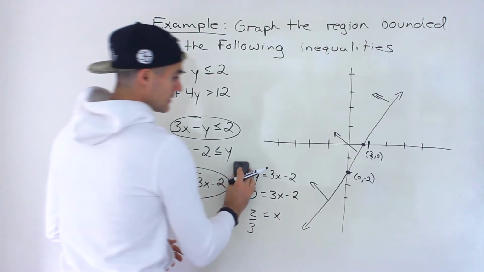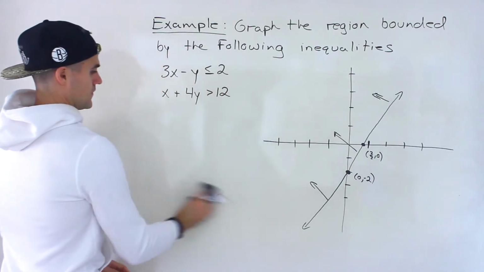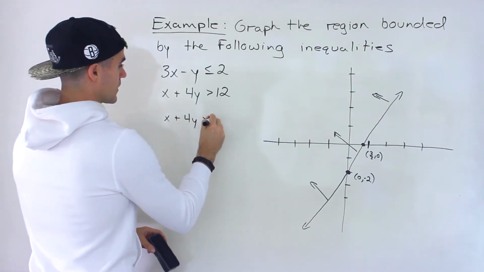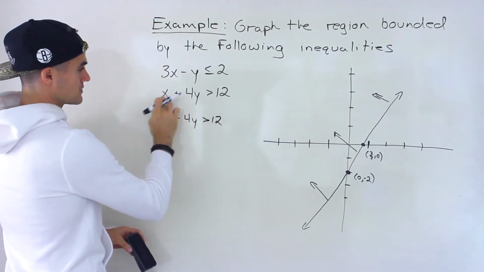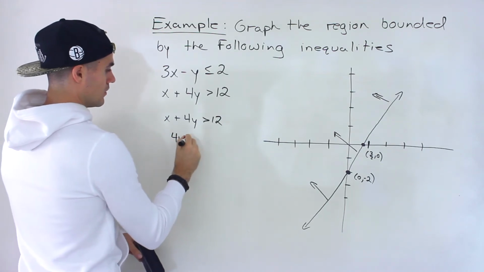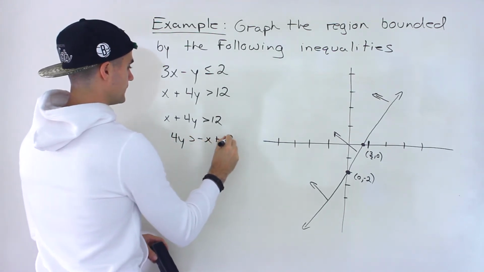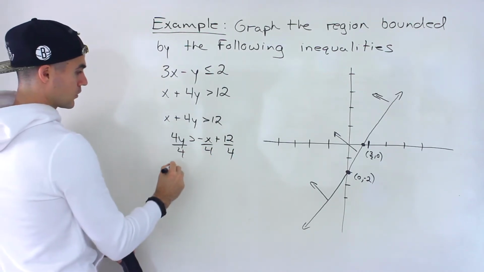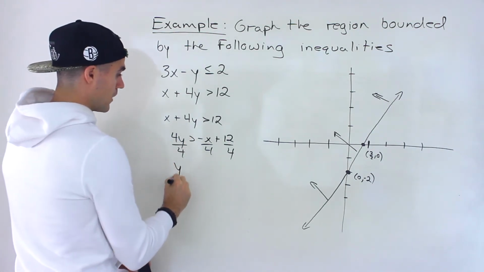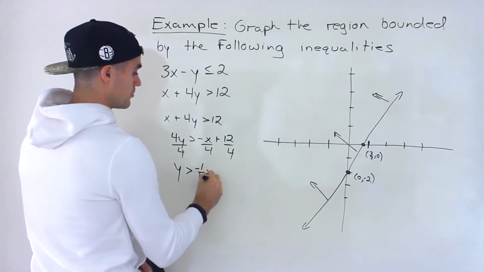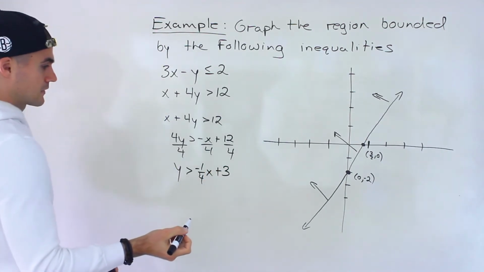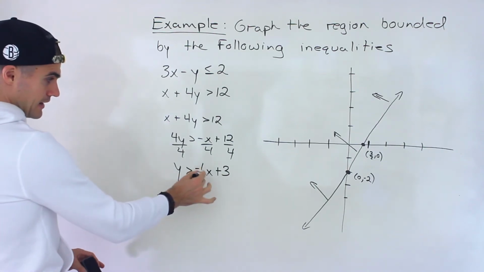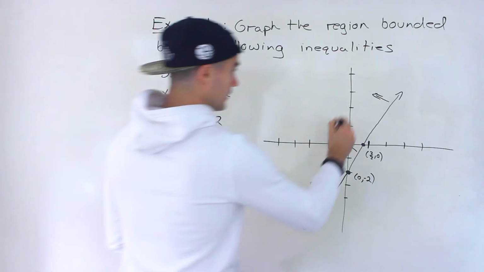And then the next line will have x plus 4y is greater than 12. Here, the y is already positive, so I'm going to bring the x over. It becomes negative x, and then divide both sides by 4. We don't have to worry about flipping that inequality because we're dividing by a positive number, so y is greater than negative 1 over 4x plus 3, like that. All right, so this line here, notice has a b value of 3, which would be here.